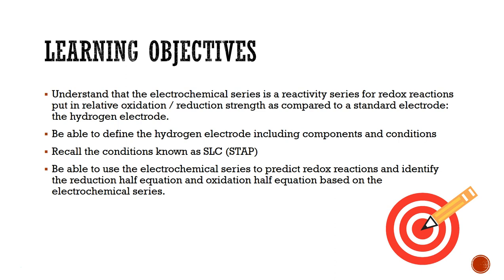We're going to look at the definition of the hydrogen electrode, including its components and conditions that you need to know. Restate and define the conditions associated with standard laboratory conditions, or SLC, or standard temperature and pressure. And then be able to use the electrochemical series to predict redox reactions. So this is going a little bit further beyond what we were looking at in terms of predicting the oxidant and the reductant for single displacement reactions, and actually using our electrochemical series to predict redox reactions and draw half equations from them. So let's get started.